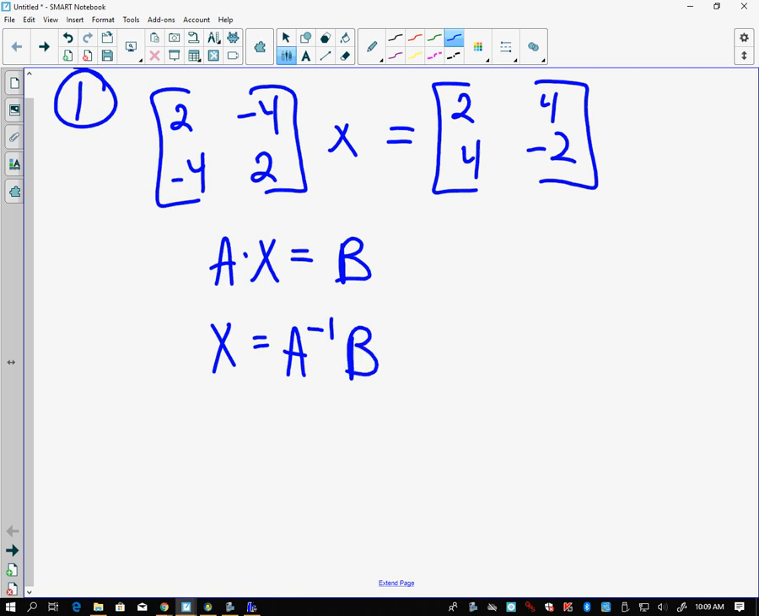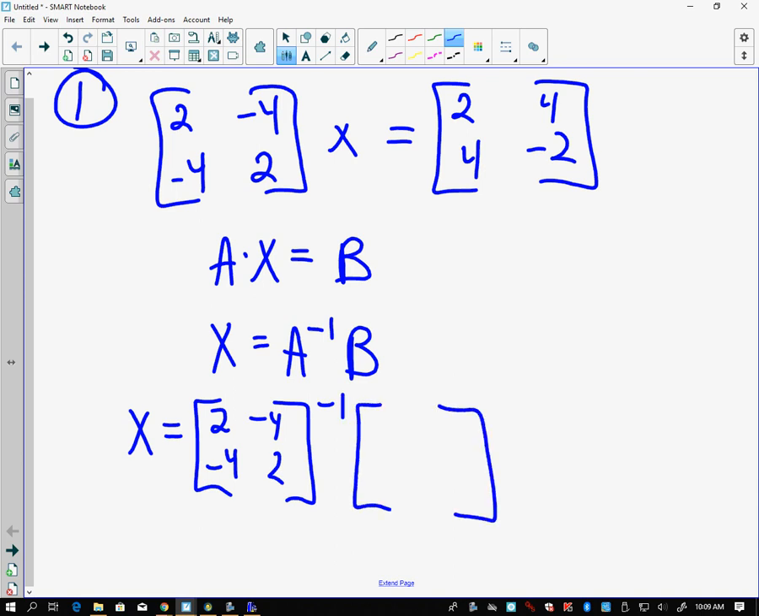So what work am I going to show here? I'm going to show that X equals 2, -4, -4, 2, inverse, times matrix B. So that's giving me 2, 4, 4, -2. And that's going to equal, right, that's good. It should give me my answer in my calculator. Okay, can you guys do that? You guys know how to get the inverse matrix?